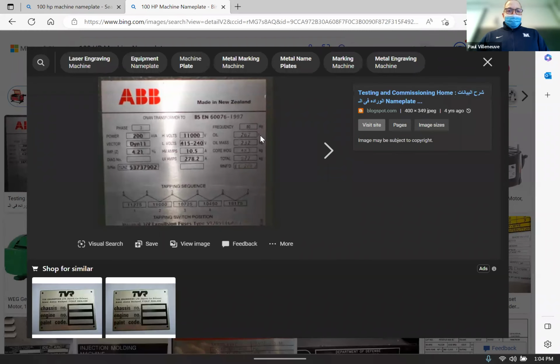I don't see it here, but on most motors, you have something called the service factor, which is a multiplier. So if you buy a 100 horsepower motor with a 1.15 service factor, you can actually operate that motor at 115% of 100 horsepower and it still would be okay. So it's margin. So what is not okay?